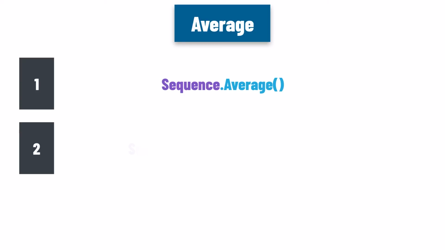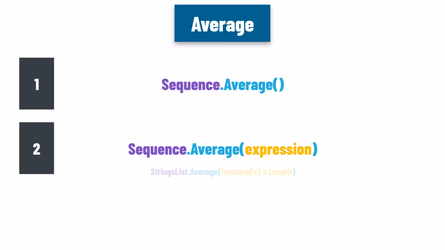The second category expands on this by using a lambda expression. This is particularly powerful when you are dealing with a collection of objects, and you need to average a specific numeric property of these objects. Here, the expression is a lambda function that selects the numeric value from each object that you are interested in averaging. For instance, if you have a list of strings and you wish to find the average length of these strings, you would use this version of the method with a lambda expression to extract the length of each string.